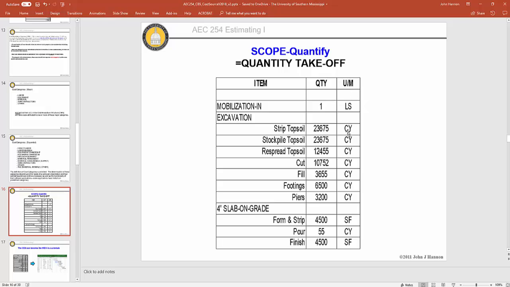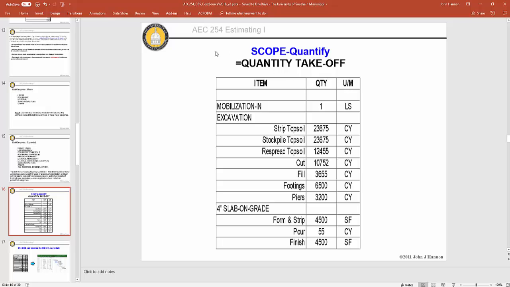LS is lump sum, CY cubic yards, square feet. You can have different types of units of measure. Any unit of measure you can have in the cost breakdown structure. But most every item in the CBS needs to have a quantity and a unit of measure.